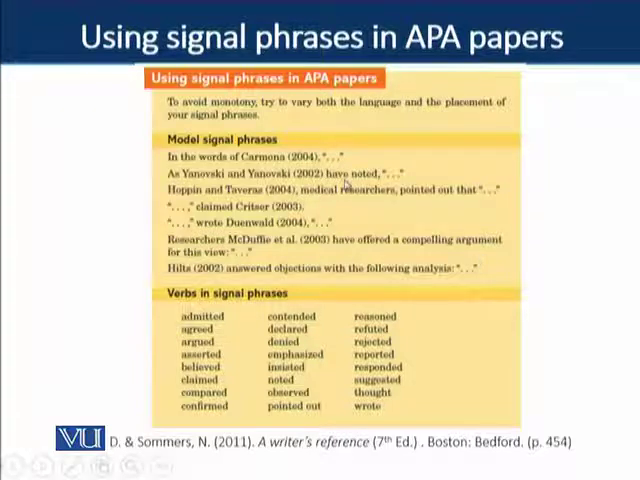Okay, so you are actually using those signal phrases and their models, and this is done while you are using APA style. And then there are signal phrases in the form of verbs which may be used in your studies, like admitted, contended, reasoned, agreed, declared, refuted. And you are using these signal phrases while integrating the sources as per APA style in your APA papers, right? So these are some of the tips which you would be using in your research paper.